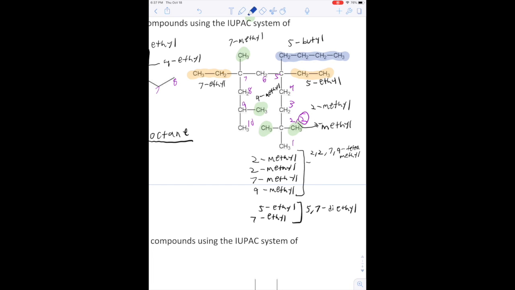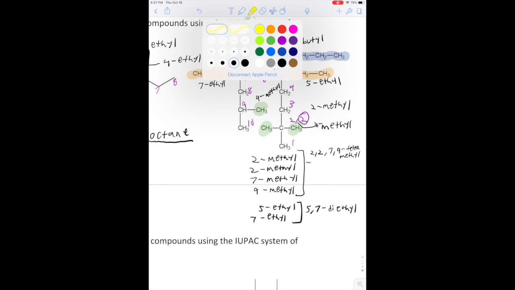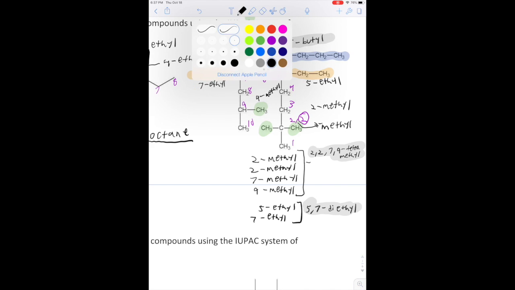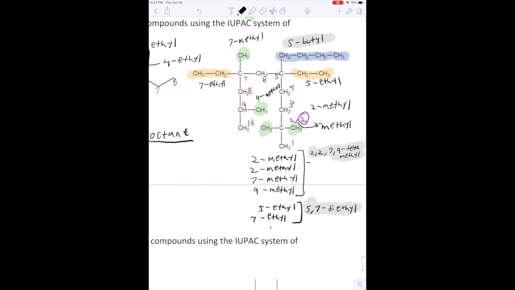Let me highlight the important parts of the name. Not the best color. Let me pick another. What's a good color? Not blue. Gray works. So I have this, this, and this. You guys can check. These are all my substituents for this molecule. Also, my longest carbon chain. Let me write that down for you guys. I've mentioned it enough in this video as decane.